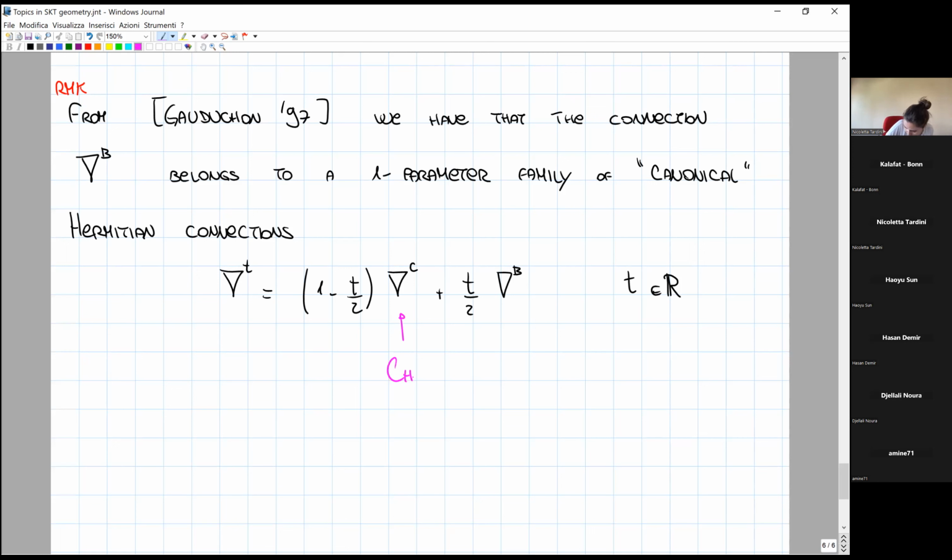That is another important Hermitian connection, such that the (1,1) part of the torsion is equal to zero. So it's another very special connection in complex geometry. And in fact, Gauduchon proved that we have a whole line of canonical Hermitian connections, and the Bismuth connection belongs to this line.